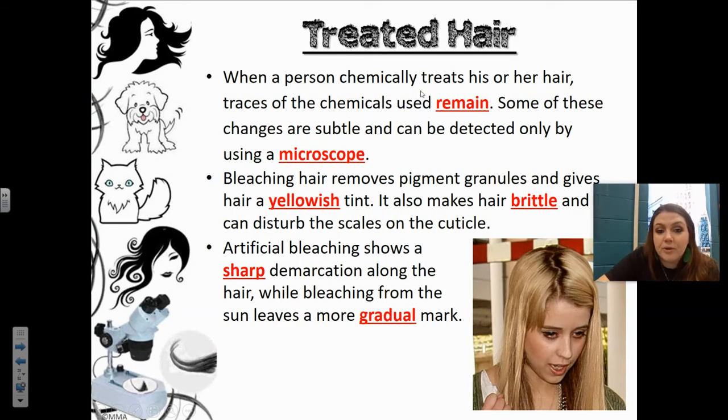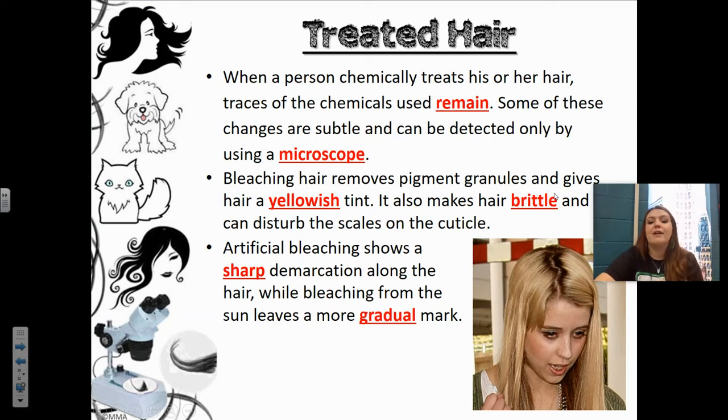So treated hair: when a person chemically treats his or her hair, traces of chemicals used remain on the hair. Some of these changes are subtle and can be detected only by using a microscope. Bleaching your hair actually removes the pigment granules. You are going to get to see some pictures of bleached hair, what it looks like under a microscope. It actually looks really cool. It has an odd yellowish tint to it, but inside of the hair itself, the pigment granules that were in the cortex we talked about yesterday are literally gone. It removes them. It's like an empty shell of a hair is what it looks like when you've bleached your hair, which is why it is so damaging.